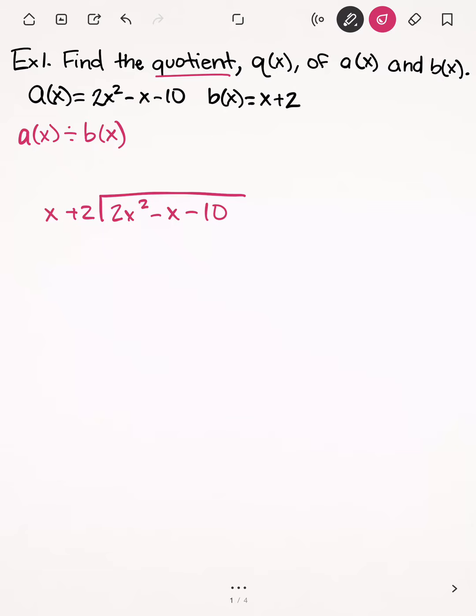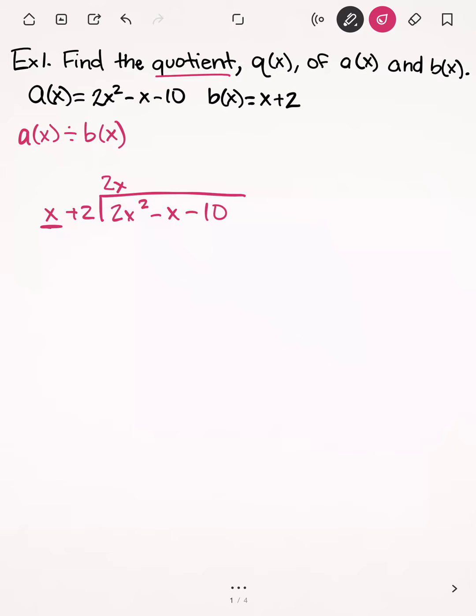You also need to make sure whatever's on the inside is in standard form and you're not missing any terms. So I have an x squared, an x, and a constant, so I'm good. It's in standard form. How we go about this? You're looking, what can we multiply x by to get that first term, 2x squared? Well, that would be a 2x.